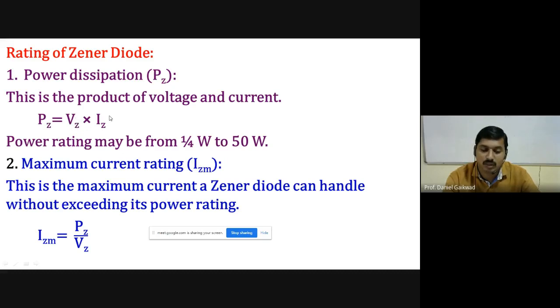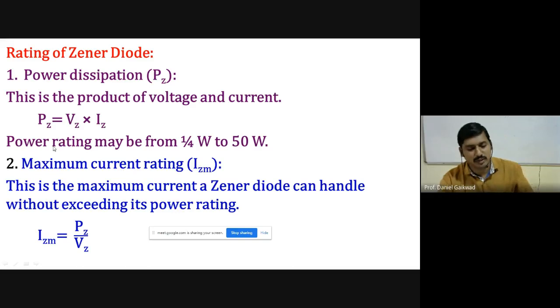Vz is the breakdown voltage and Iz is the maximum current flowing through the Zener diode, and that gives the power rating. If we calculate for different types of Zener diodes, it ranges from 1/4 watt or 0.25 watt to 50 watt. So quarter watt to 50 watt, that is the range of the power rating of a Zener diode. That much power the Zener diode can handle. So that is called the power rating.